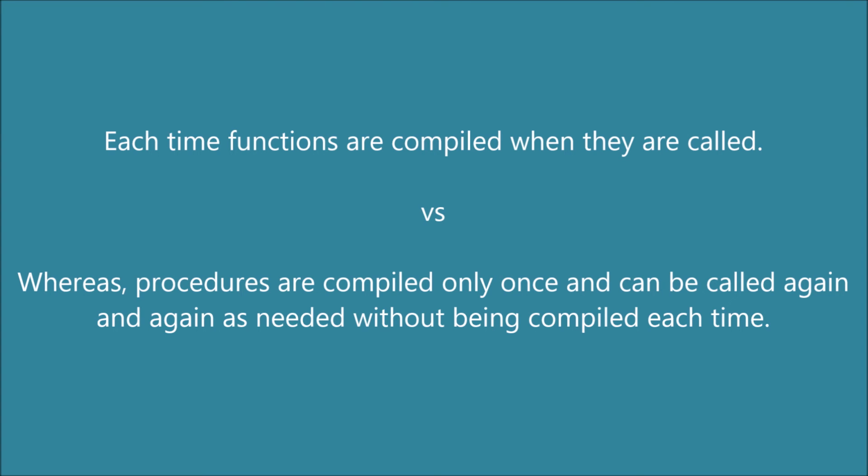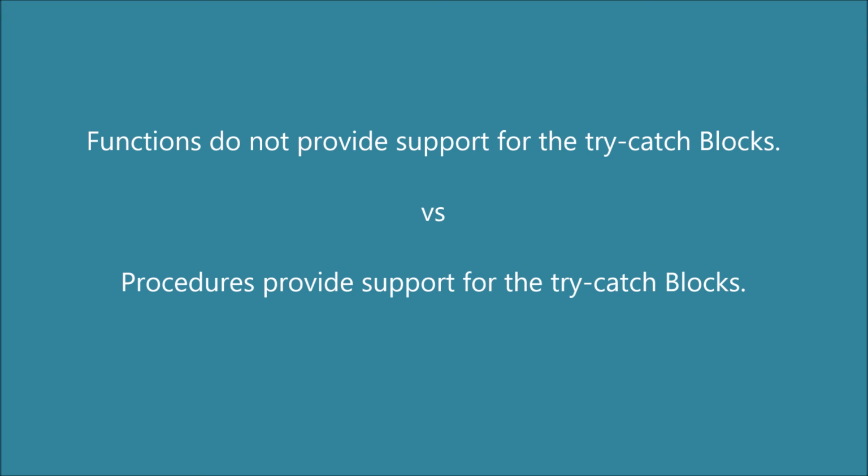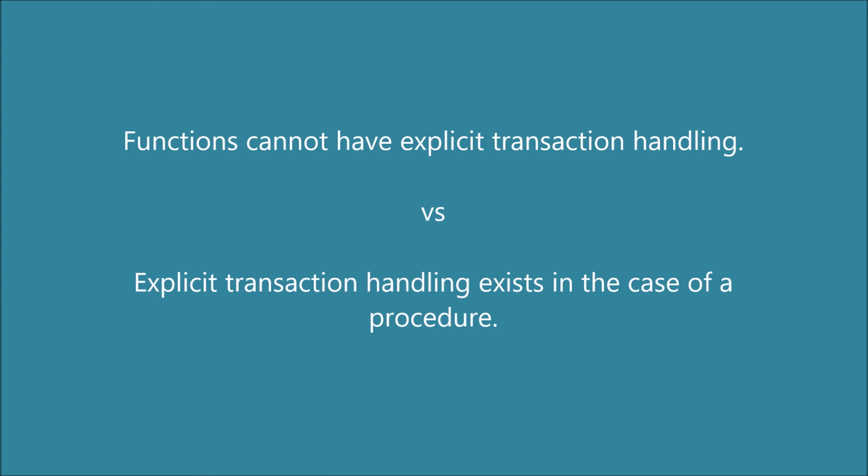Another difference between these two is that a function is compiled each time you call it, whereas a procedure is compiled just one time and you can call it again and again. Next, a function does not support try and catch blocks, whereas a procedure supports try and catch blocks. The next difference is that a function cannot have explicit transaction handling, whereas a procedure supports explicit transactions.